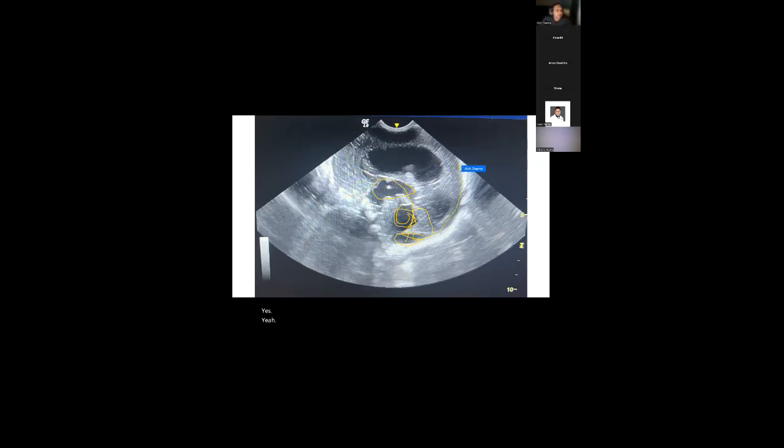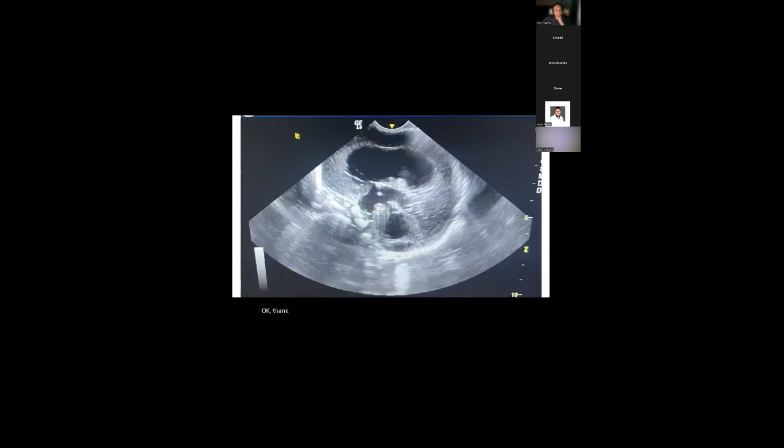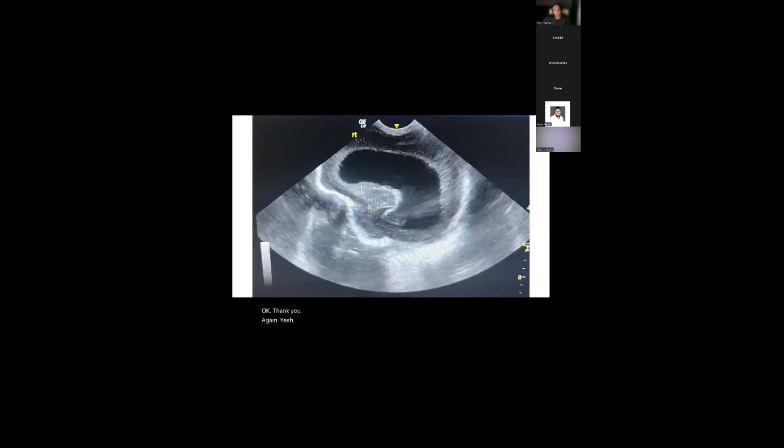Can I just say it's the first scan I've seen with a dilated fourth and third ventricle with this group. So I'm really grateful for you presenting it. Thank you so much. Thank you. Again, yes. Okay. And then that's the right side. Yep.